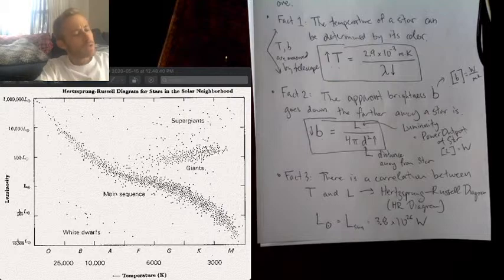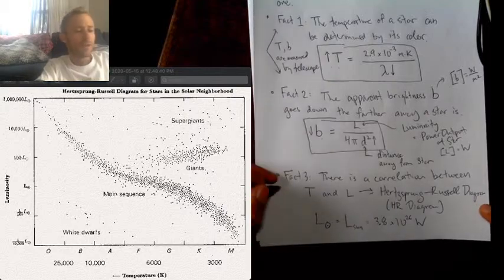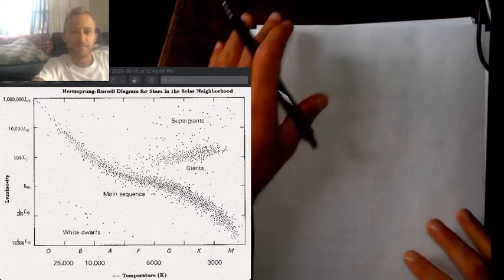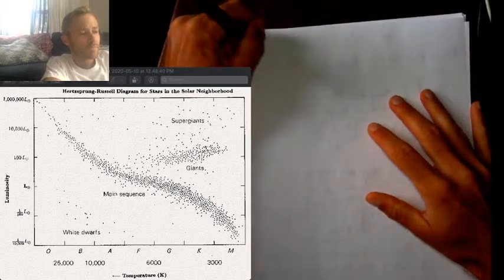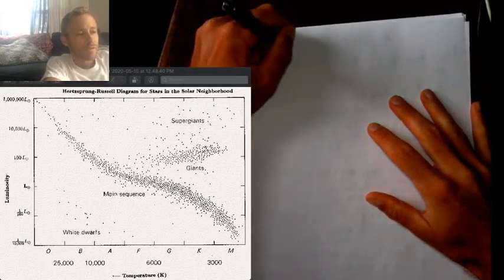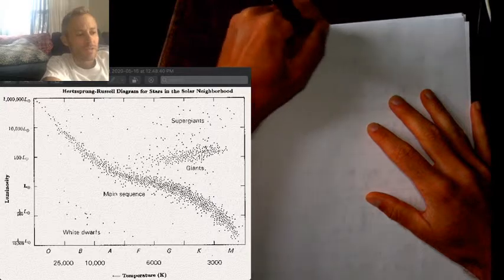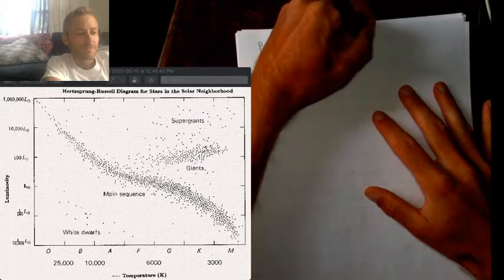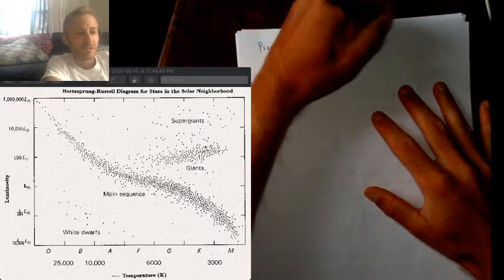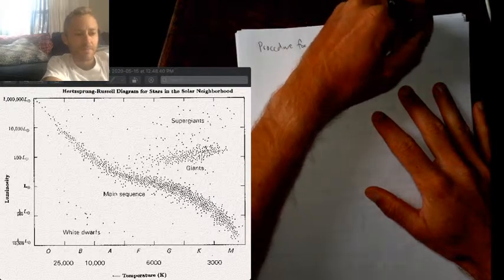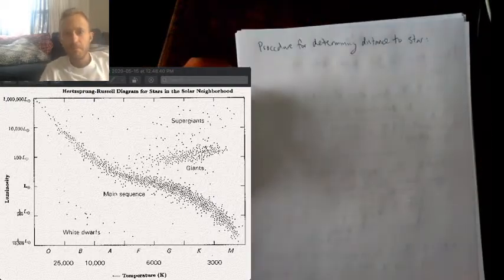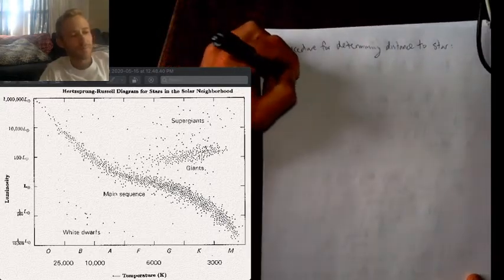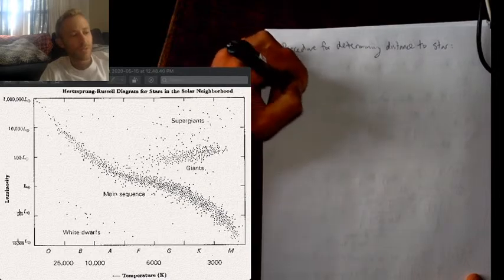All right. So moving on. Let me tell you the procedure for determining the distance to a star. We look at the star in a telescope.